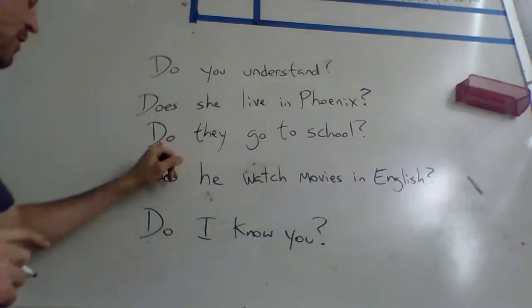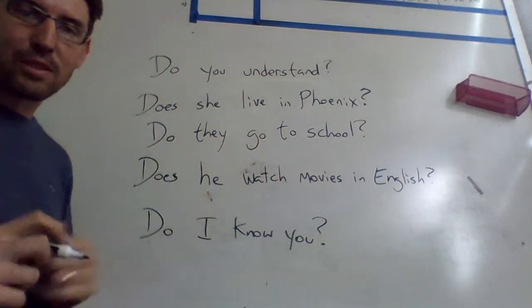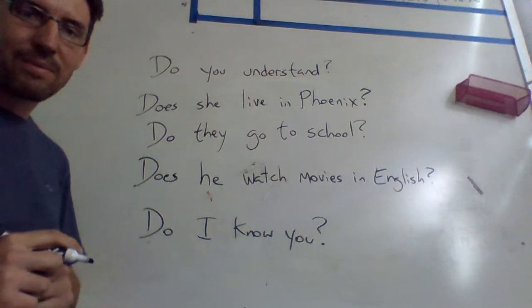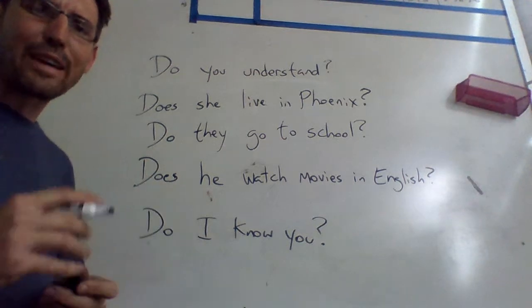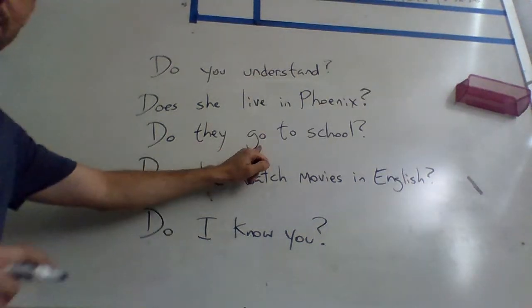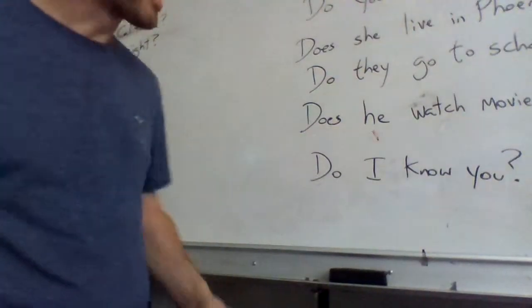Look at the next one. Do they go to school? Okay. I'm not going to say do they going to school? Do they goes to school? No. Base verb. Just like what's in the triangle there. Okay. Do they go to school? Look at the next one.